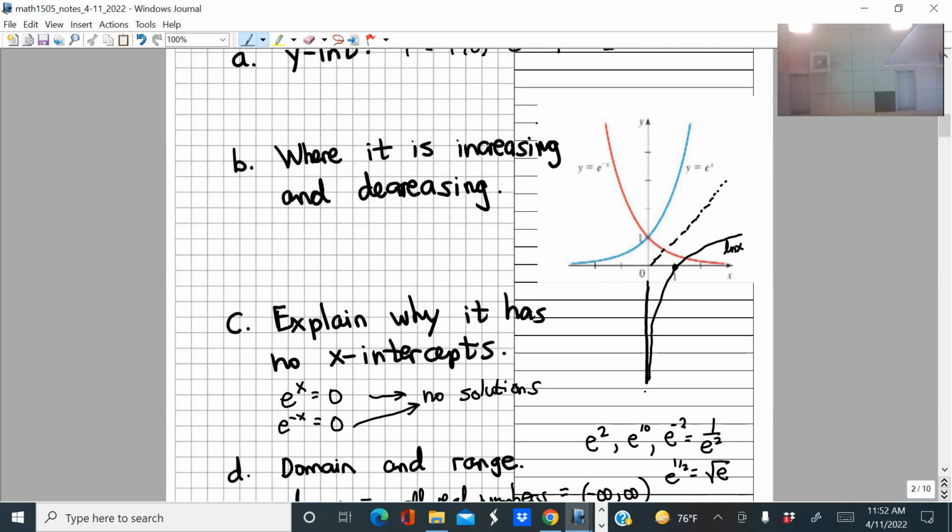So no y-intercept. That means the domain starts where? Domain for natural log starts where? At 0, but not including 0, and goes out to infinity. What's the x-intercept there? That's kind of easy to see. 1. Yeah, there it is, right? So no y-intercept, but there is an x-intercept. It crosses the x-axis at 1.